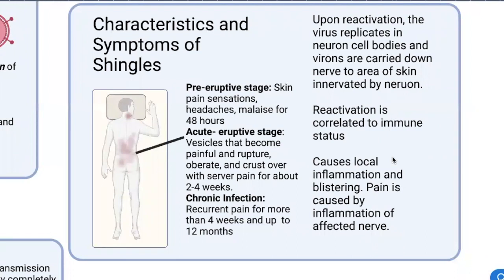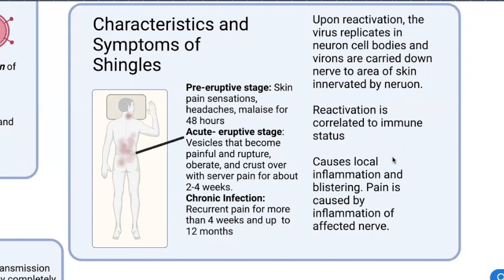When the virus is reactivated, it replicates in cell bodies of neurons, where virions are carried down the nerve to an area of skin innervated by the neuron. The symptoms can be seen in stages. The pre-eruptive stage involves painful skin sensations, headaches, and malaise for about 48 hours.